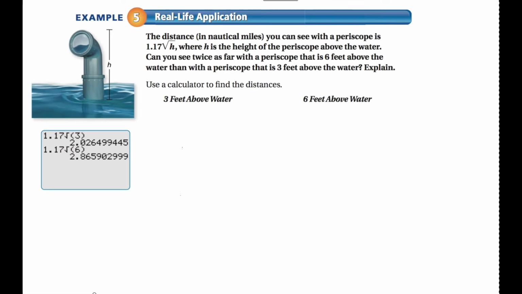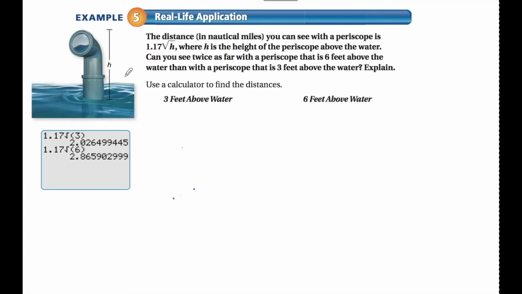All right, last but not least, example 5 is our real-life application. So the question here that they're asking us is, the distance in nautical miles you can see with a periscope is 1.7 square root of h. That's the formula for finding the distance that you can see in nautical miles looking out of a periscope. A periscope is that little viewfinder that comes out of the top of a submarine, in case you didn't know what it was. Looks like this over here. Where h is the height of the periscope above the water. So the further up it goes, the greater the height would be.